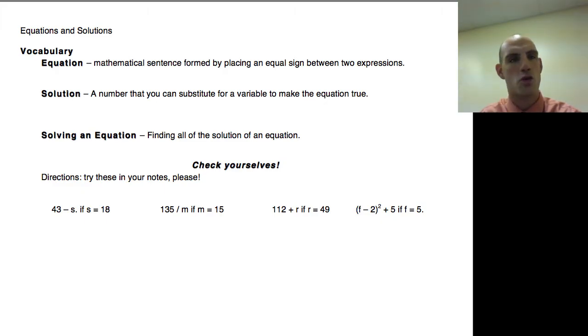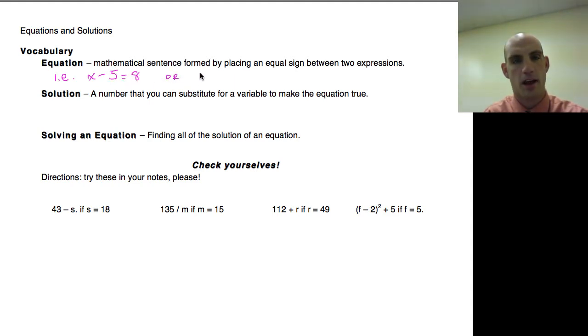Back. Today we're going to talk about equations and solutions. We need to talk about a little bit of vocabulary first. First of all, an equation is a mathematical sentence formed by placing an equal sign between two expressions. It's not too terribly difficult to see because we need two expressions. For example, we could say x minus 5 equals 8.